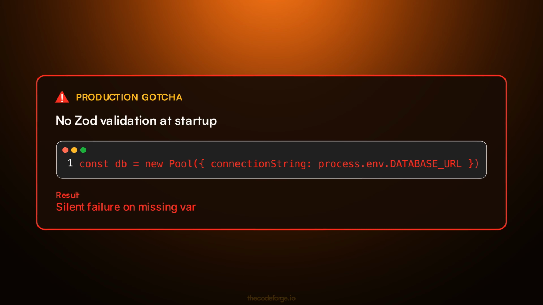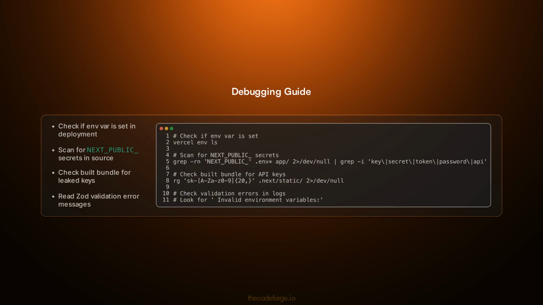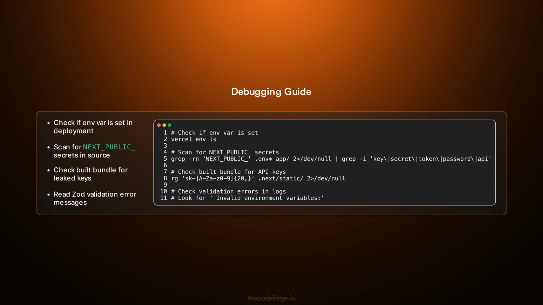Without runtime validation, a missing environment variable causes confusing runtime errors instead of a clear startup failure. Always validate at startup with Zod. Here are commands to debug environment variable issues. Check if the variable is set in the deployment environment, scan for NEXT_PUBLIC secrets in source, check the built bundle for leaked keys, and read Zod validation error messages.